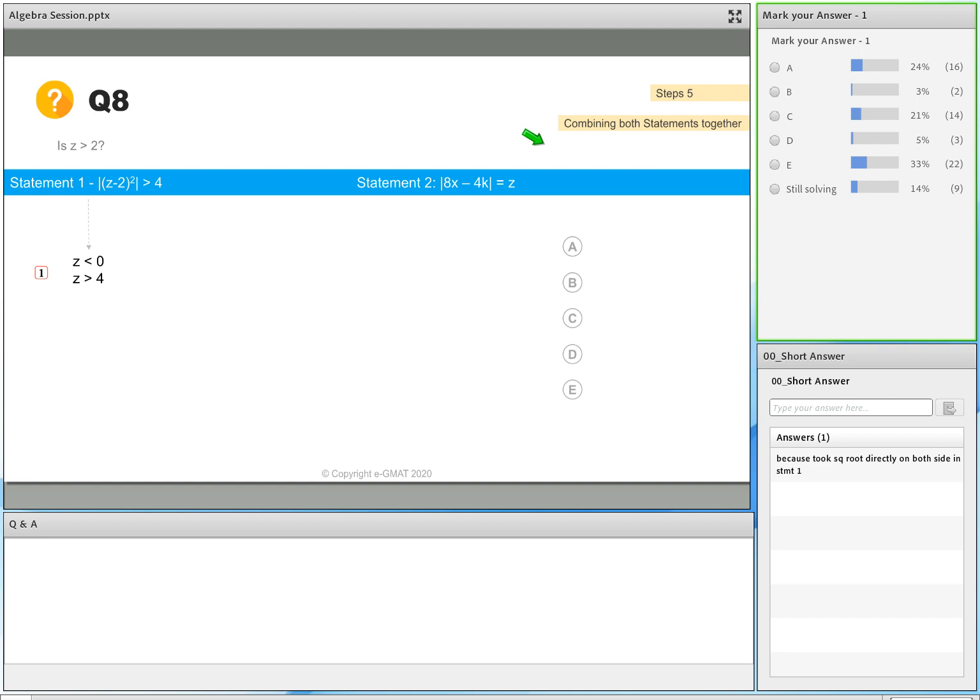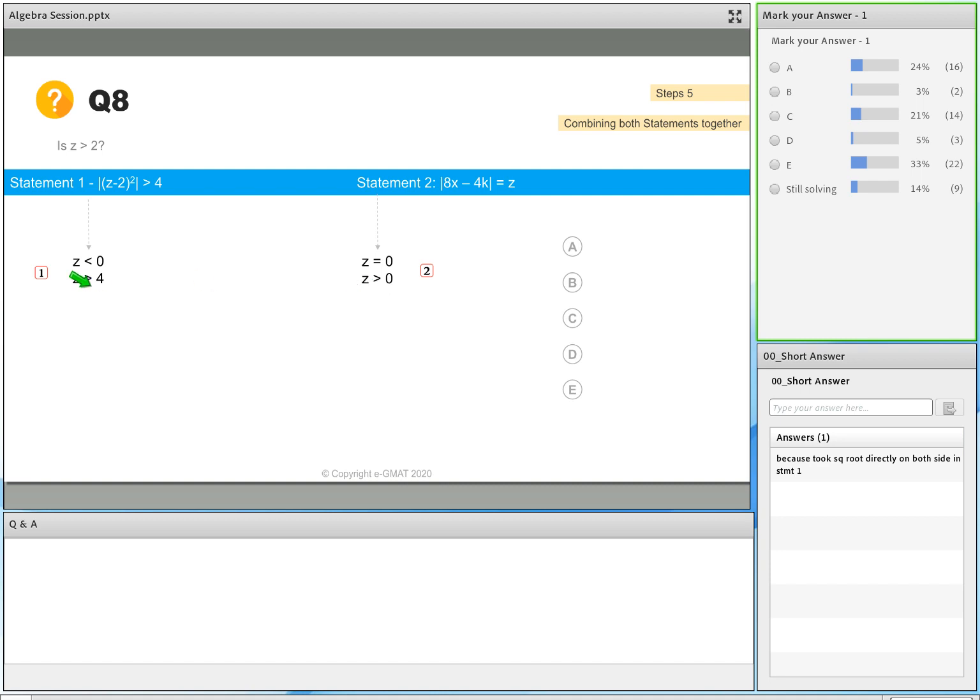Statement 1 gave us these two possibilities, z is less than 0 or greater than 4. And statement 2 told us z is equal to 0 or greater than 0. Now, what is possible here? What are the two cases that can be combined? Just think about it. Z less than 0 is rejected by the second statement completely. It's out of the picture.